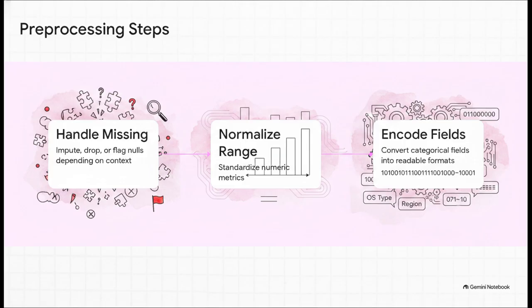Number 1, you've got to handle missing values. You basically have to decide on the fly whether to impute, drop, or flag your nulls depending on what makes sense for the context. Number 2, normalize your numeric ranges. Standardizing metrics makes sure that no single feature just bulldozes your model simply because its numbers happen to be larger. And number 3, encode your categorical fields. You need to convert text data, like a server's OS type or its geographic region, into formats the model can actually read and do math on.